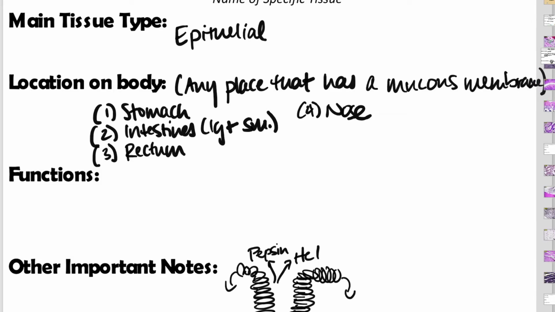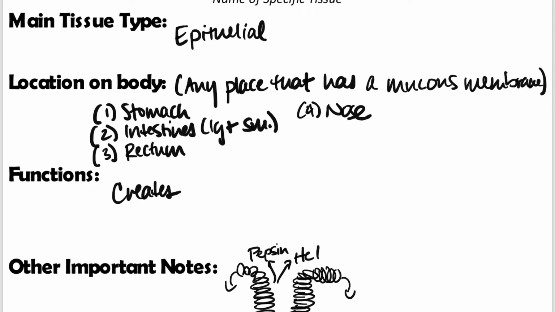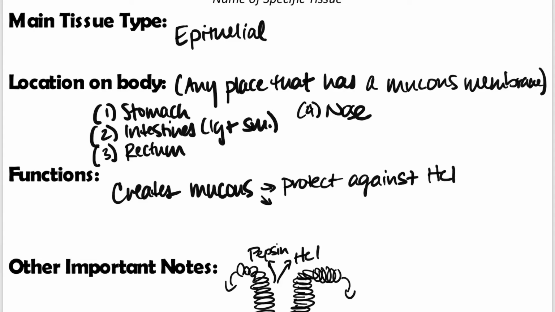The function of this epithelium is really to create mucus. And this is to, well, really two functions, remember? Protect against hydrochloric acid, but also to lubricate the stool. All right, so 2 down.